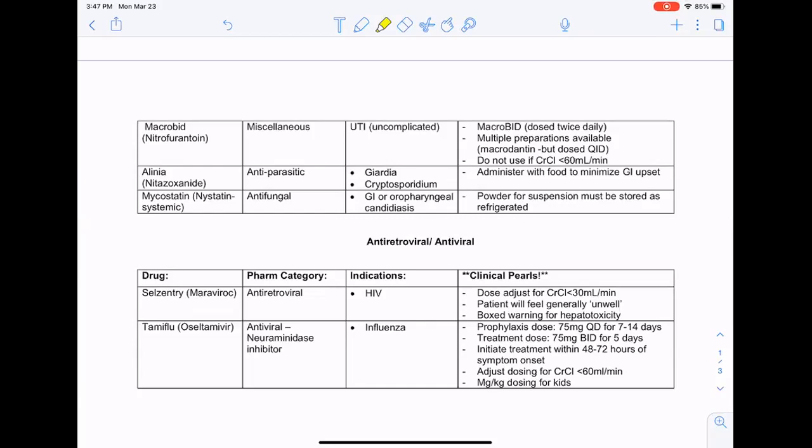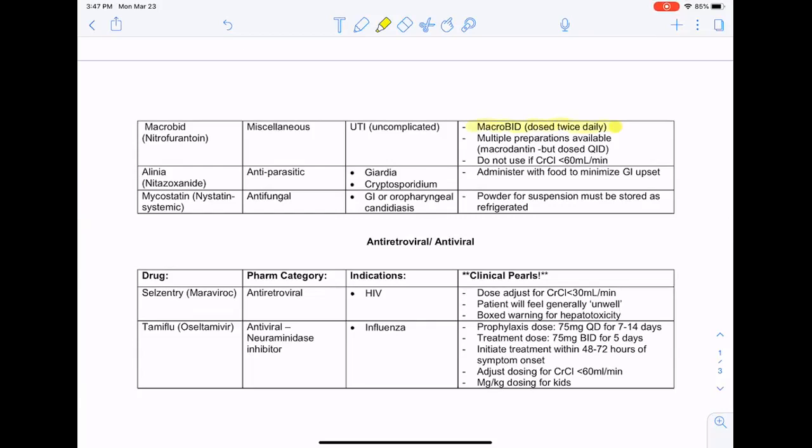So you'll see this a lot in the community setting. A good way to remember, something that's interesting about this drug that I think you guys should know, is it's dosed twice daily. And you can remember that by the name. So let me just get my highlighter here. So you can remember that by the name. So Macrobid, BID, dosed twice daily.